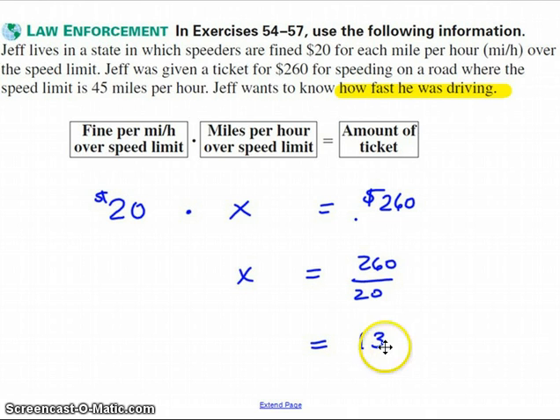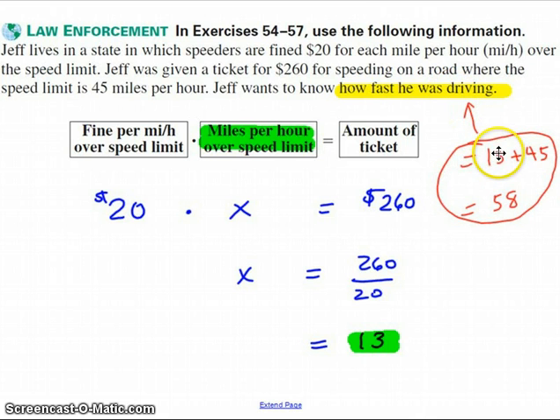So what does that mean? Well, don't get caught up in thinking that he was going 13 miles an hour, because that doesn't make sense. Nobody gets a speeding ticket for going that slow. Remember, it was miles per hour over the speed limit. He went 13 miles too fast. So if he wanted to know how fast he was driving, that's 13 miles too fast plus the 45 that he was allowed to drive. He was actually driving 58 miles an hour in a 45 mile per hour zone. That's why he got the fine.